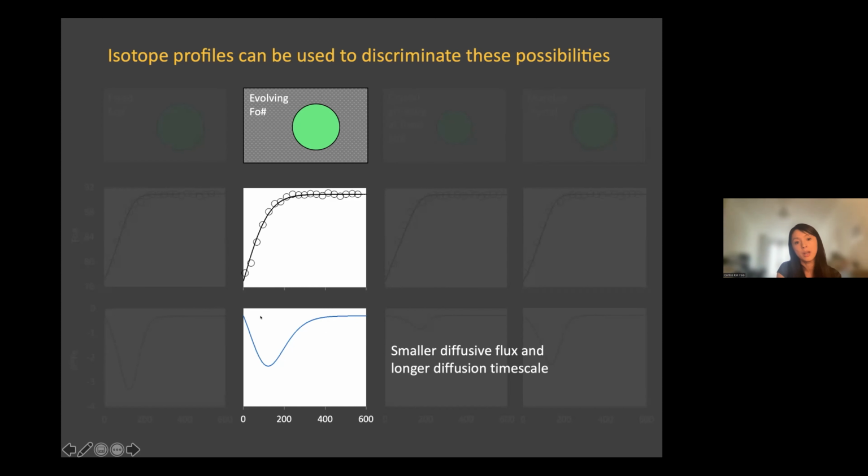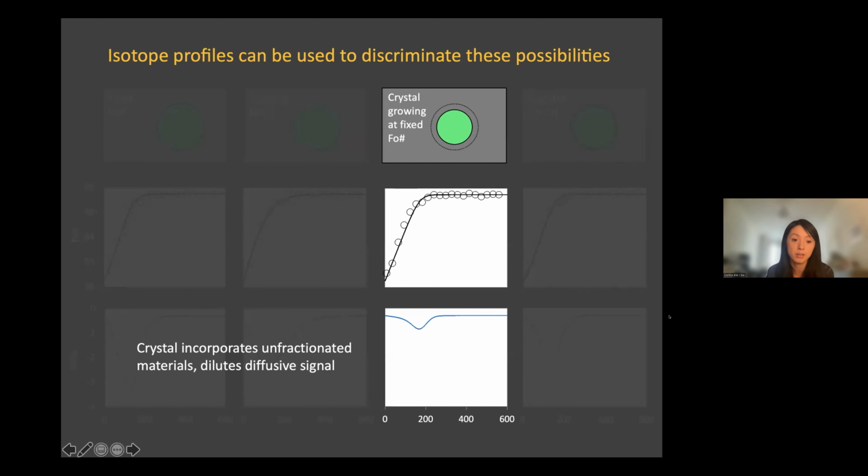And now to the third model, where you have crystal growth accompanying chemical diffusion. In this case, you have almost no isotope fractionation. And that is because at magmatic temperature, you don't have any equilibrium fractionation between the olivine and the melt. So as the crystal is growing, the crystal incorporates unfractionated material, and that unfractionated material dilutes all the diffusive signal. So that's why it has the least isotope fractionation.